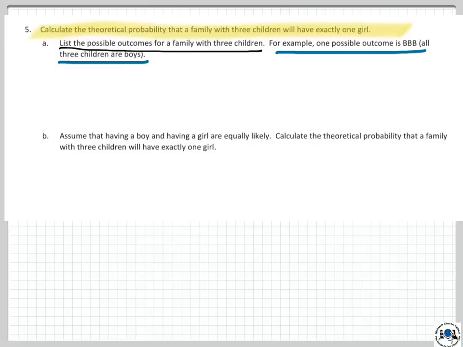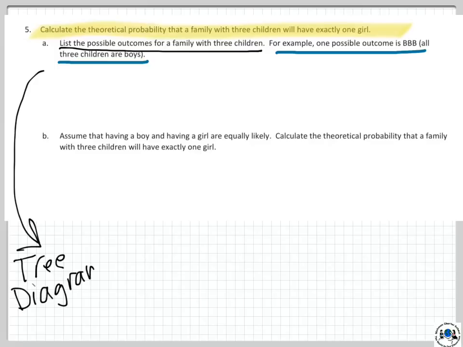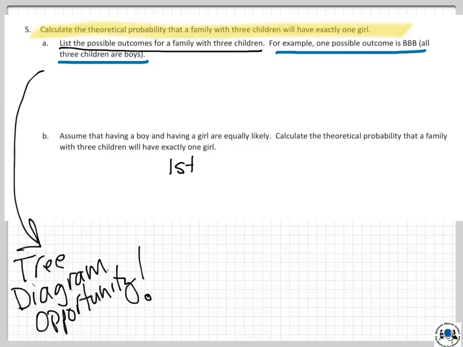Okay, I'm going to go over the first part first: list all the possible outcomes for the family with 3 children. I saw it as a great tree diagram opportunity, and hopefully you took advantage of it and did it with a tree diagram. You might not have, I understand, but I would like you to take the opportunity to use these tools when you have the opportunity. So here we go.